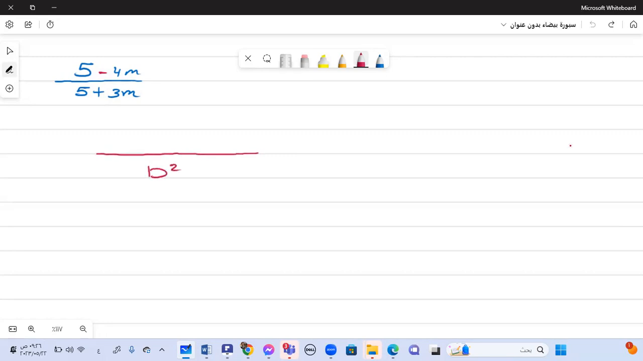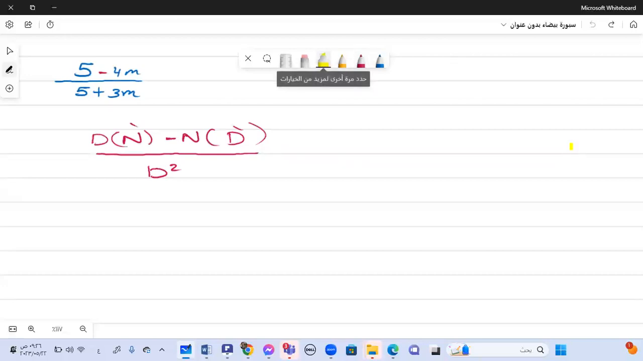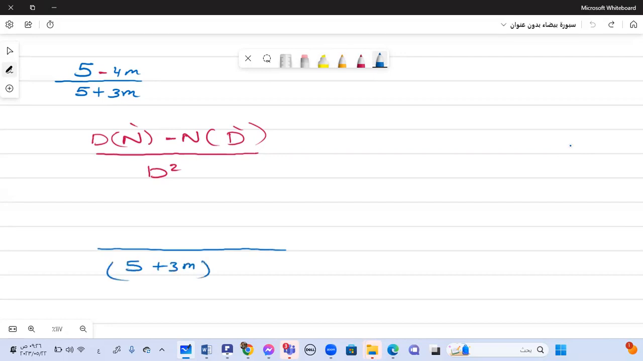The quotient rule: d squared, derivative. Denominator squared, multiply derivative of the numerator, minus the numerator multiply derivative of the denominator. Please write the formula, because afterwards you solve things wrongly, and I only give you a mark on the formula. Okay, what is the denominator squared? This number. So we should write 5 plus 3m squared. And then 4 times 5 plus 3m.